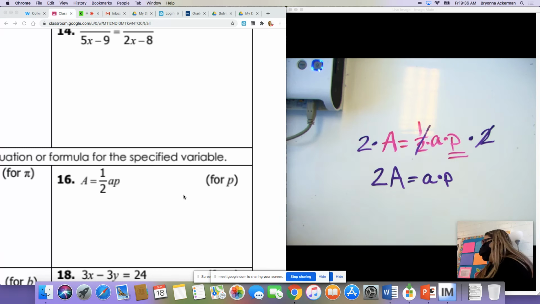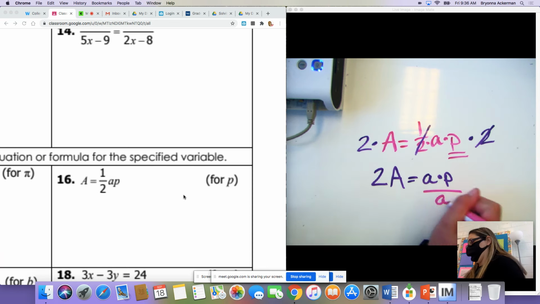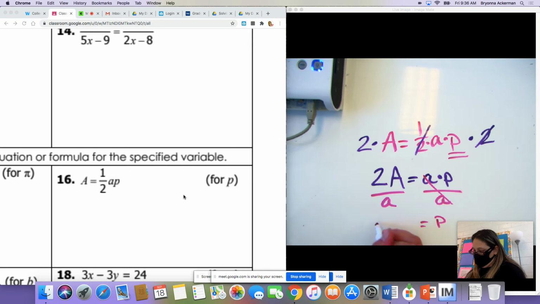Now, is P by itself yet? No. One more step. How do I get rid of the little a? How are they connected? Multiplication. What's the opposite? Division. All right. So now I've solved for P. So P is equal to 2 times the area divided by the apothem, which you may or may not know what that is. And that's going to equal the perimeter.